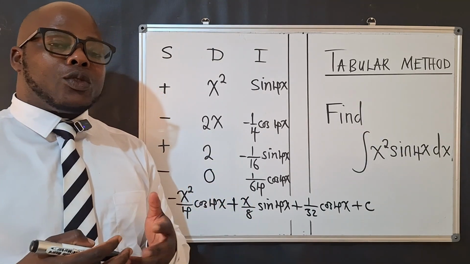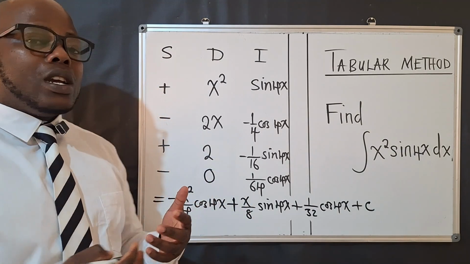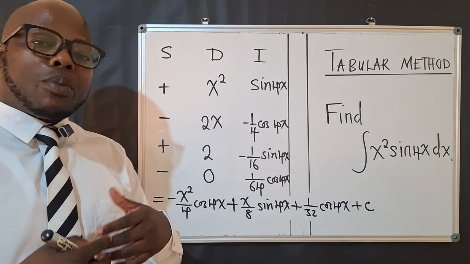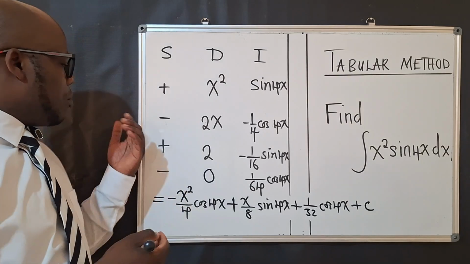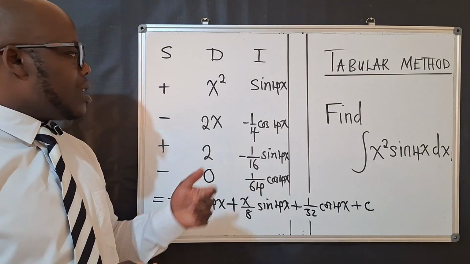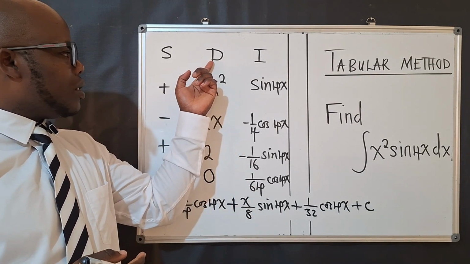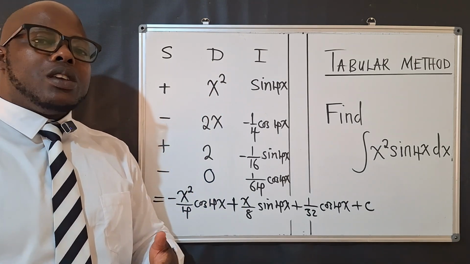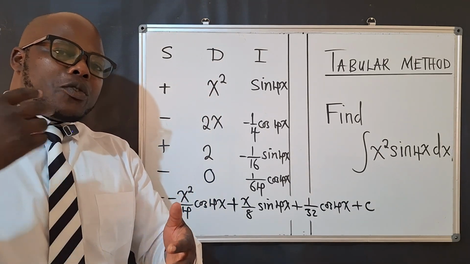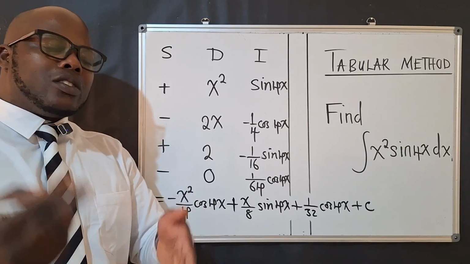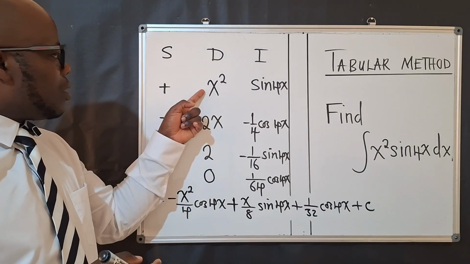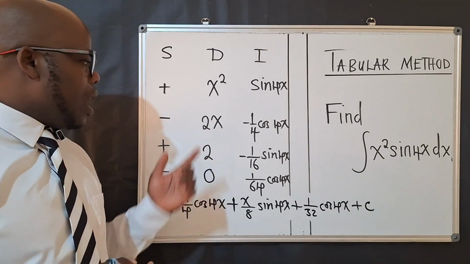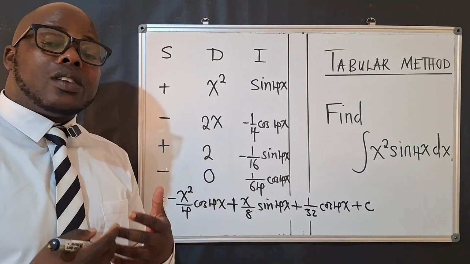Let me just run you through a bit. Your thinking must be in such a way that you first start with the signs. Always start with the positive. You go to negative, positive, negative. And then after that, you get the derivative. The function that you pick for the derivative must be a function that, when you keep on finding its derivative, gives you a 0 at some point. So you can see the derivative of x squared is 2x. The derivative of 2x is a 2. The derivative of 2 is a 0.